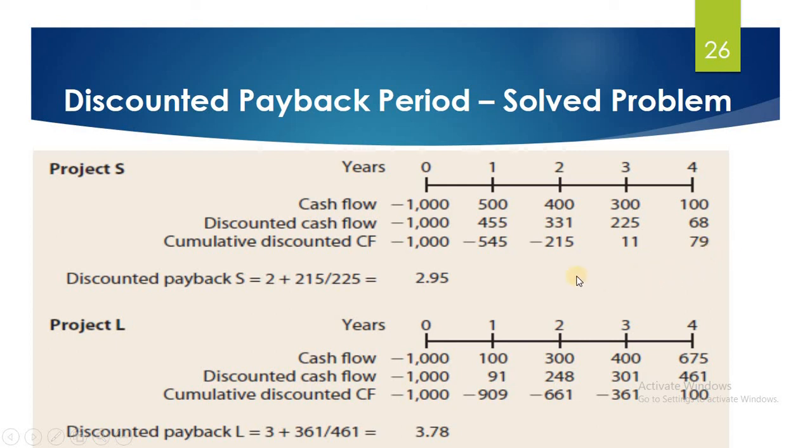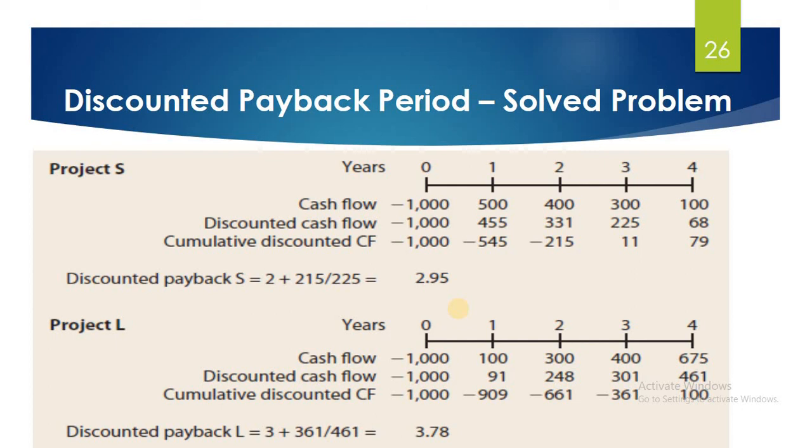Similarly, now let's calculate the discounted payback for project S. So project S cost is fully recovered after 2 years. So 2 plus the uncovered cost, which is 215. The last uncovered cost is 215. So 215 divided by the discounted cash flow during the full recovery period, which is year 3, is 225. So 215 divided by 225. Then the discounted payback period of project S will be 2.95 years.